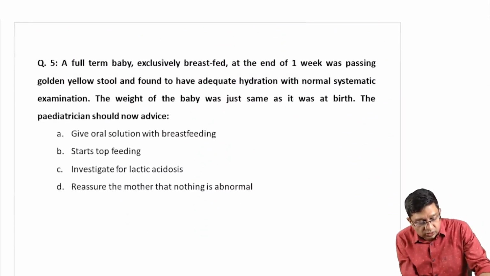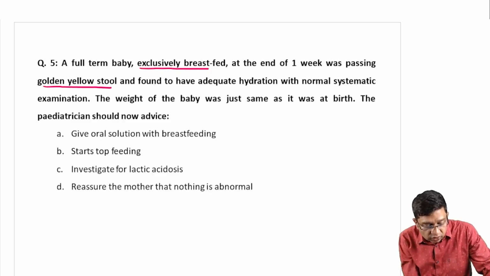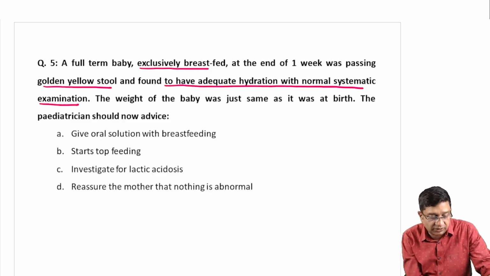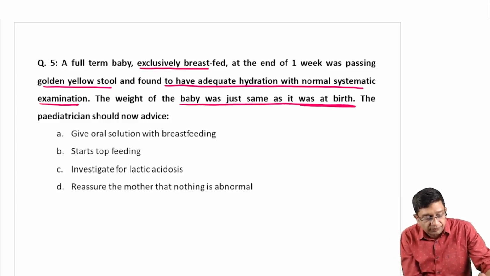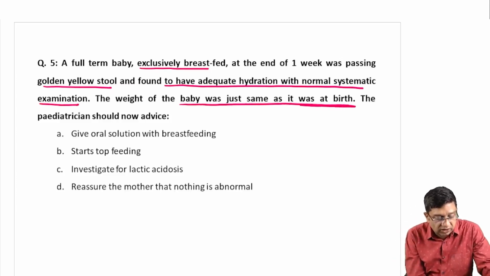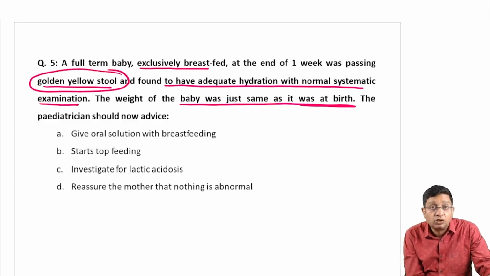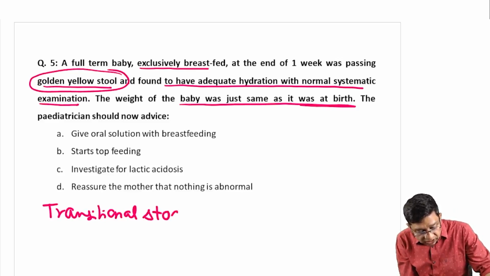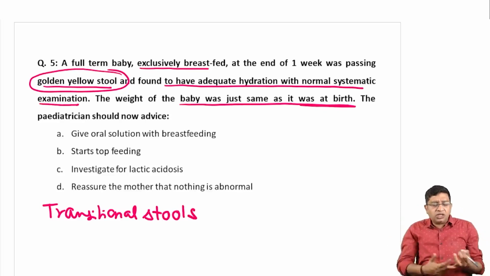A full-term baby exclusively breastfed, at the end of 1 week was passing golden yellow stool and found to have adequate hydration with normal systemic examination. The weight of the baby was just the same as it was at birth. The pediatrician should now advise, right? Particularly, one is the color of the stool, that is golden yellow stools, and this can be the transitional stool. This is something which is very normal in a child. Nothing to be done here, right?